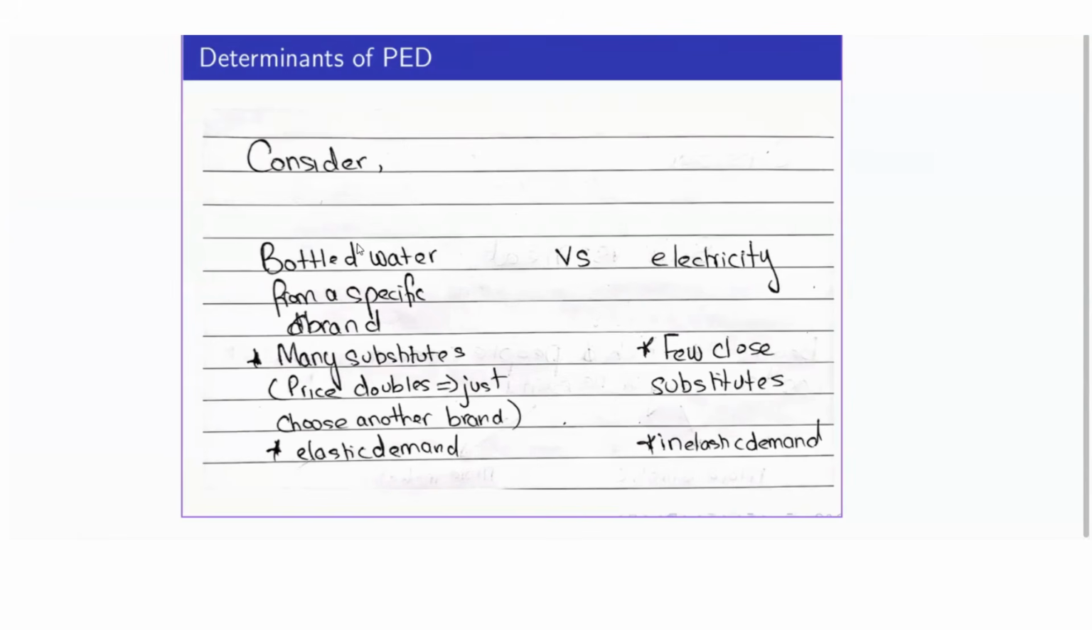Versus something like electricity, where you have few close substitutes, so there's inelastic demand. Because in this case, even if price increases, quantity demanded won't respond by much.